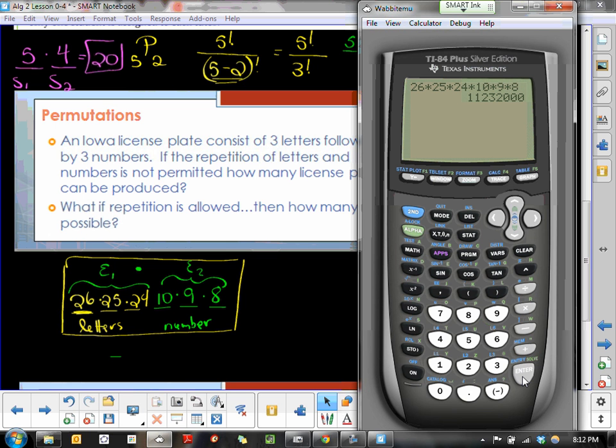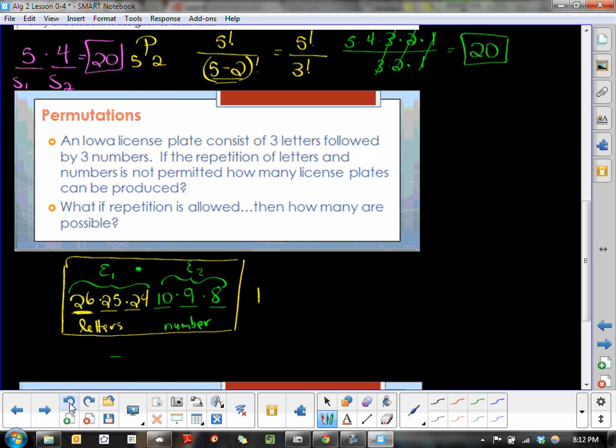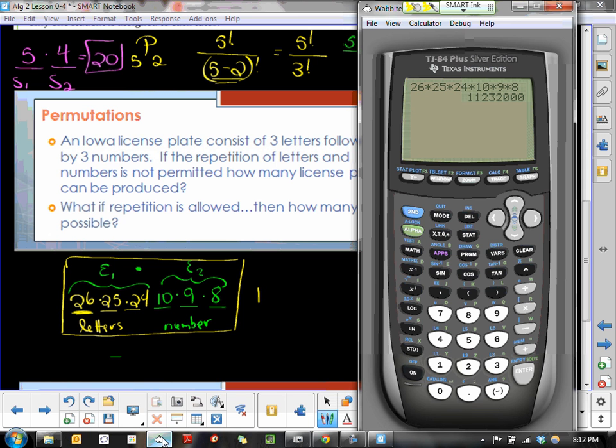It is a total of 11,232,000. So putting those in, whoops, wrong place. It's a bugger, missed it. Try one more time. 11,232,000. We have a total of about 11,232,000 license plates that we could produce if we use this scenario.